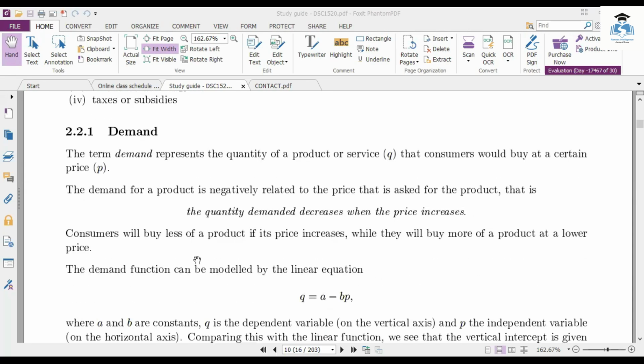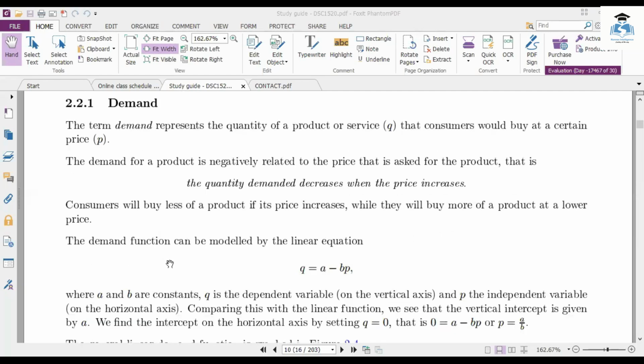Okay. Now, consumers will buy less of a product if its price increases, while they will buy more of a product at a lower price. So this is simply demand. So the demand function can be modeled by a linear equation. This one. Take note of this. Where A and B are constants, Q is the dependent variable.